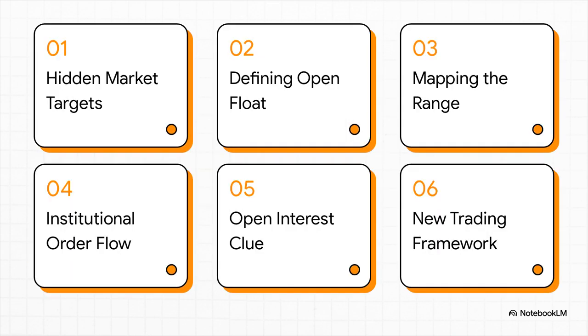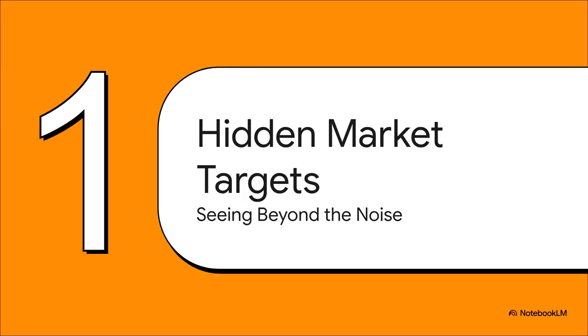So here's the game plan for today. First, we'll talk about the market's hidden targets. Then we'll get into what open float actually is, and more importantly, how you can map it out. After that, we'll learn how to decode institutional order flow. I'll show you a powerful little confirmation clue, and finally, we'll wrap it all up into a trading framework you can actually use. Okay, let's get started.